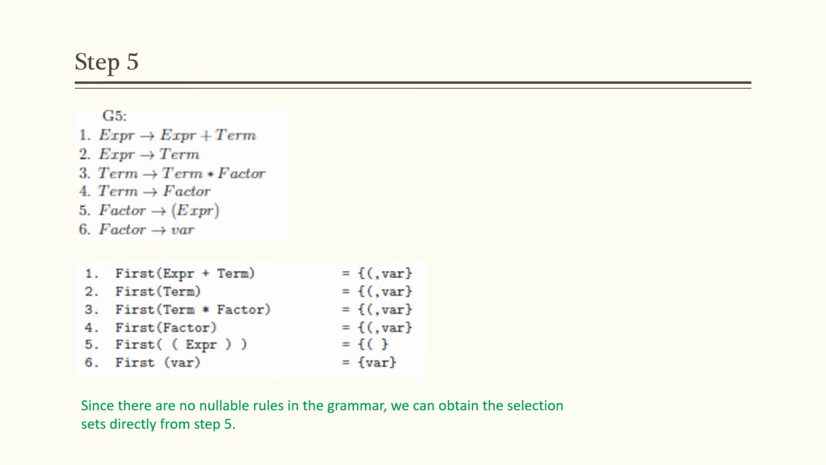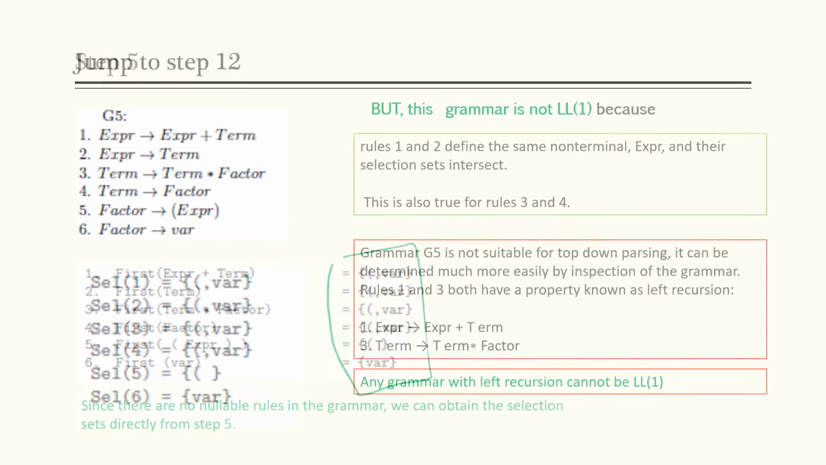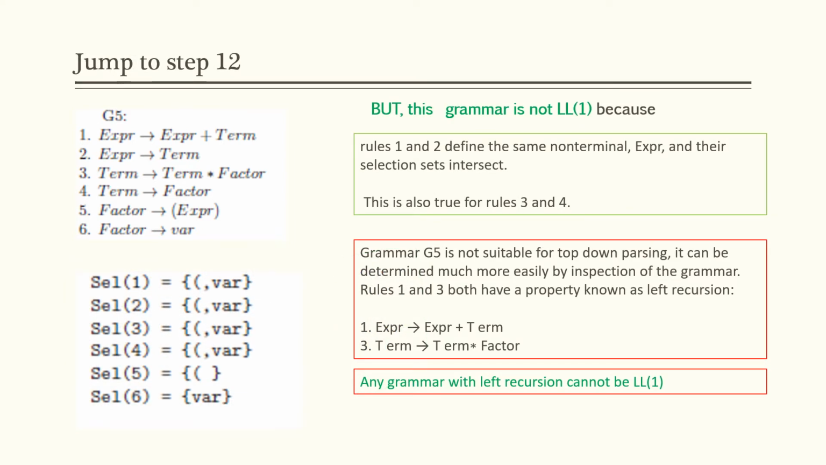If you look into what we get here, there is no nullable rules in the grammar, so actually we can obtain the selection set directly from step 5. So this would be our selection set because there is no nullable rules. We already get our selection set in these steps. Now we jump directly to step number 12 because we don't have any nullable rules.